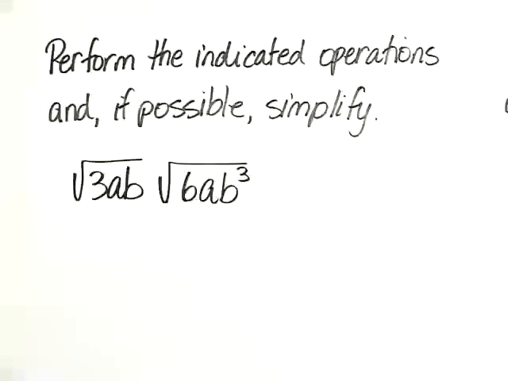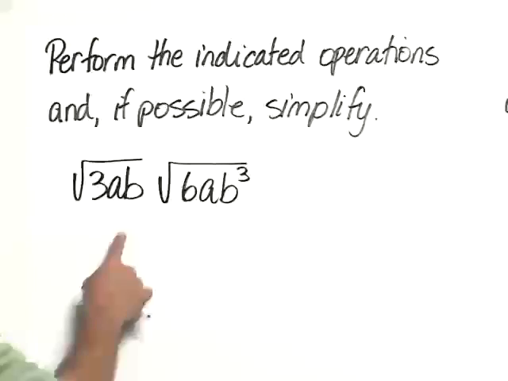Perform all indicated operations and, if possible, simplify. Assume all variables represent non-negative numbers. The square root of 3ab times the square root of 6ab cubed.